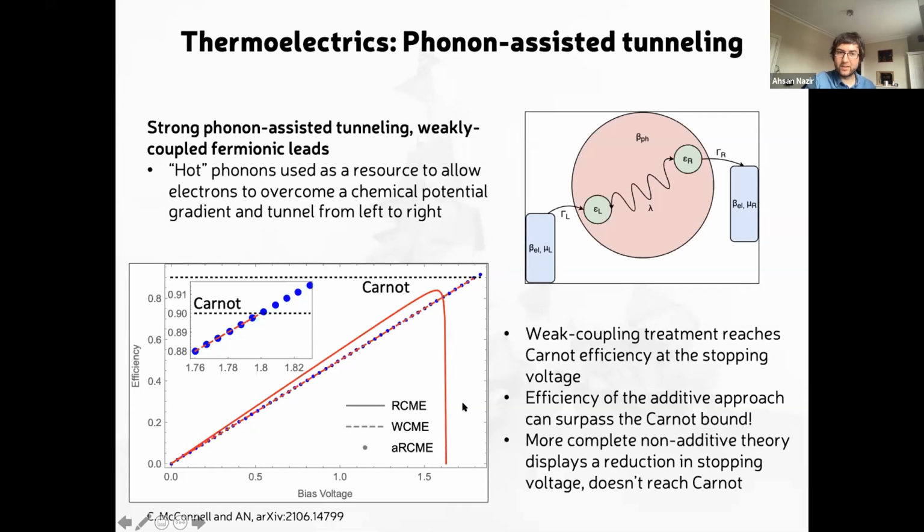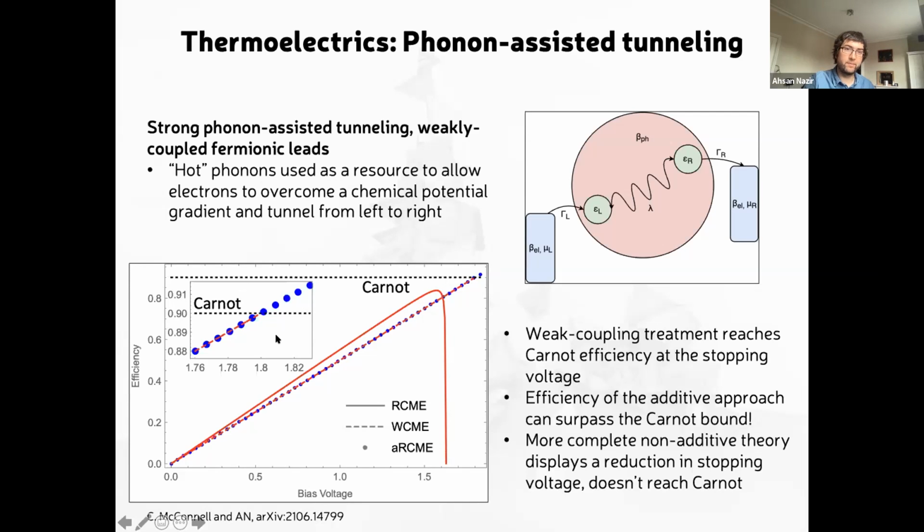And again, we can compare an additive and non-additive approach. This is the efficiency as a function of bias voltage. What we can see is in the full strong coupling case, the efficiency increases, but not up to the Carnot limit, and actually decreases down to zero as we reach the stopping voltage. And so the behavior is qualitatively different to the weak coupling case, which is the dashed line, which reaches Carnot efficiency at the stopping voltage, so when the power goes to zero. Again, the additive case can give rise to non-physical effects such as efficiencies beyond the Carnot bound.